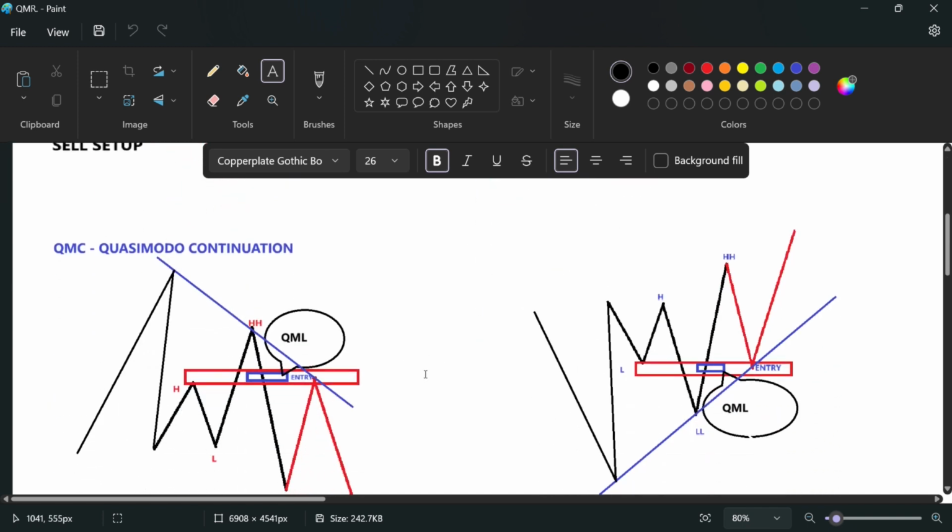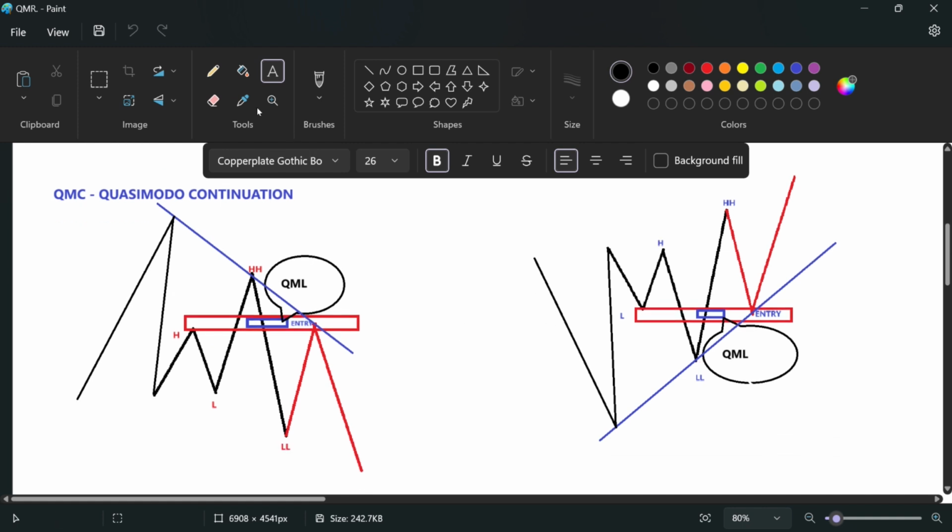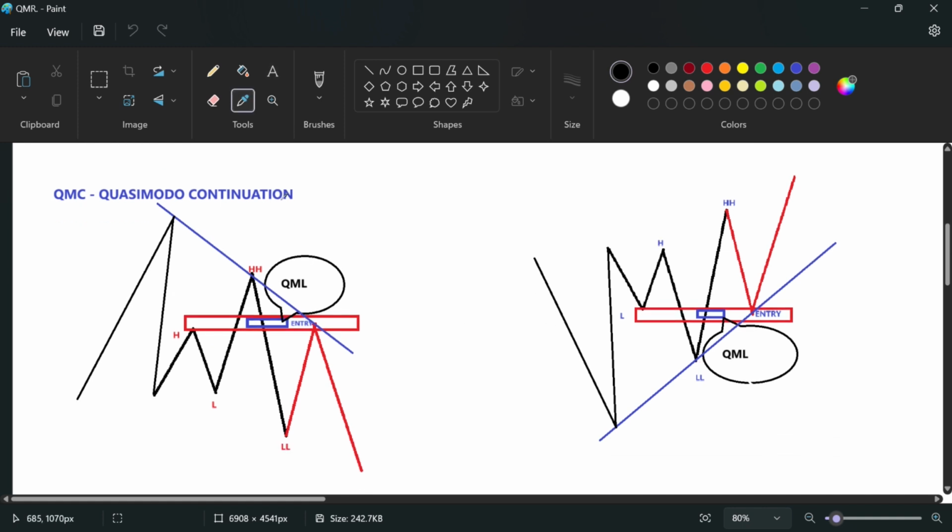So let me give you the structure right here. As you can see, this is Quasimodo continuation. This straight line right here signifies that the price is coming from somewhere. Now let's use this as our trend line. Price touched this trend line, came down, then it formed high, low, higher high, lower low.